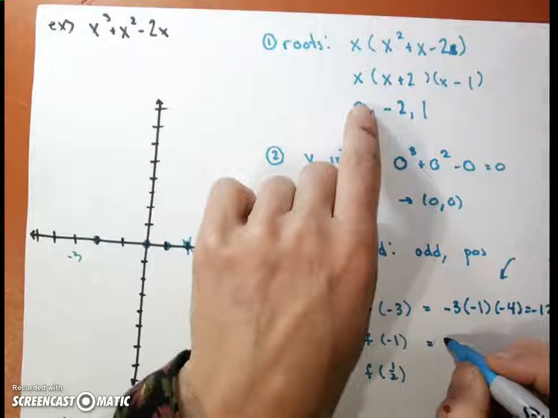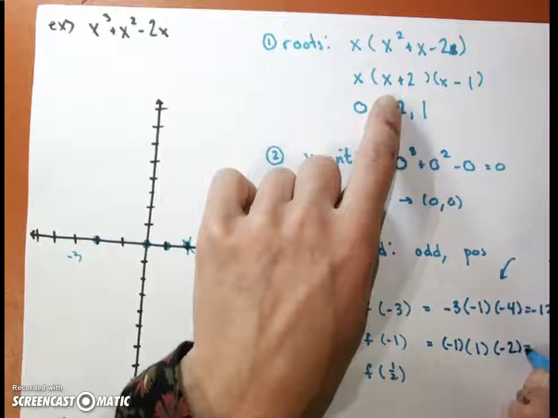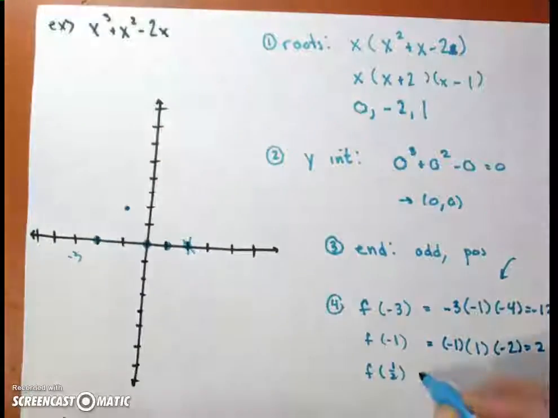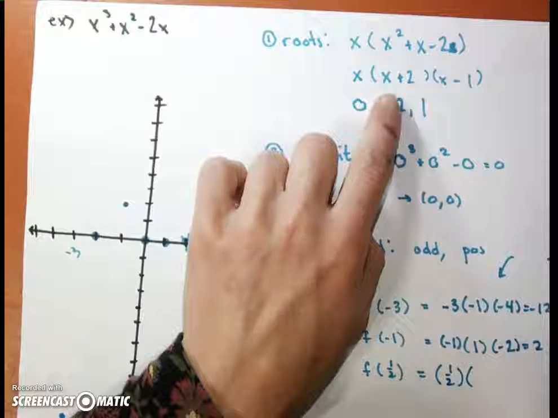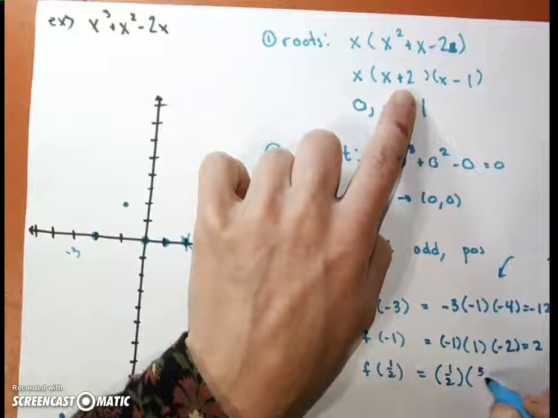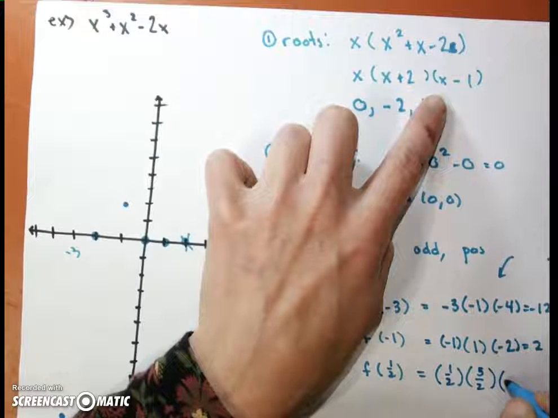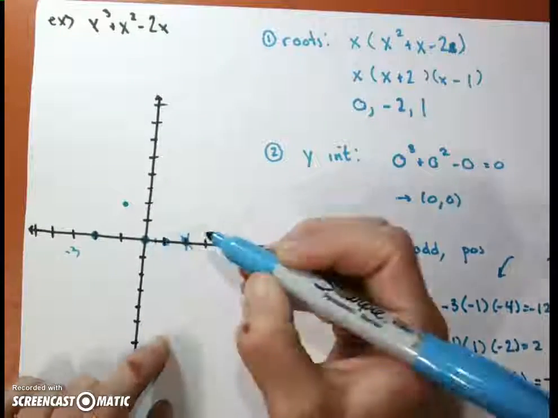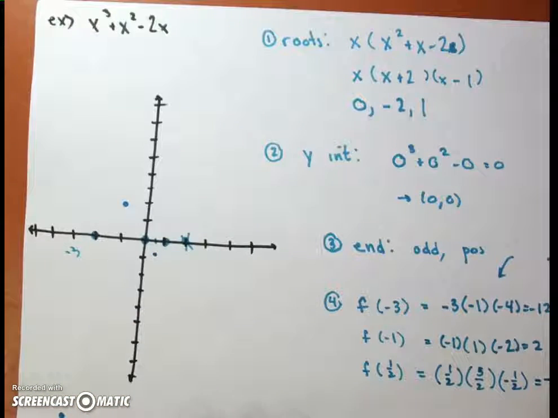F of negative 1 will give me negative 1 times negative 2, which is just 2. F of a half, this one's a little tricky, will give me a half times 5 halves times negative a half. So this gives me negative 5 over 8, which is just a little bit more than negative a half.